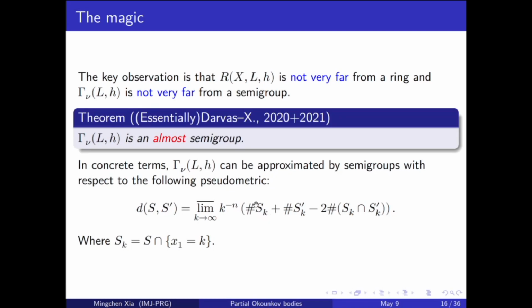So we are taking the number of points of Sk, where Sk means S intersected with x1 equals k. It's the level set of level k. So we are taking the sum of the points of level k of S and S prime, and we subtract their intersection. We exclude their intersection, and that gives you a pseudometric. And essentially, the work by Tamas Darvas and myself showed that gamma nu can be approximated by semigroups with respect to this given pseudometric.